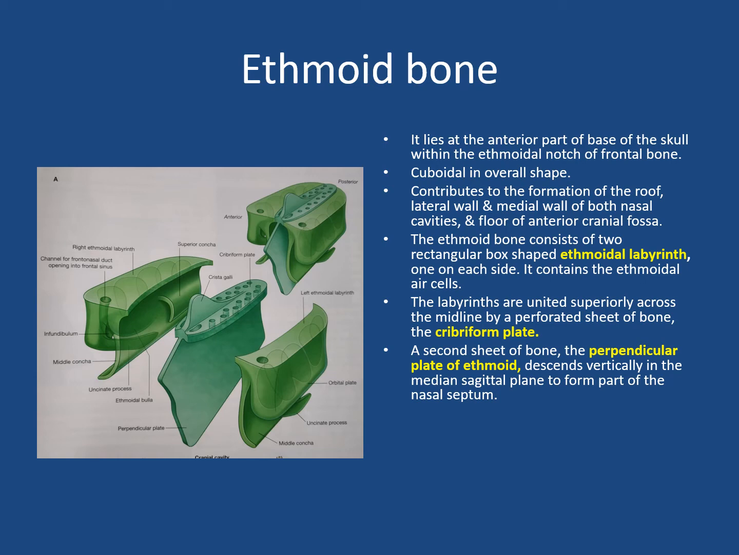So in our last class, we did discuss the formation of the nasal septum, where I said the posterior superior part is formed by the perpendicular plate of ethmoid. So this is the perpendicular plate of ethmoid bone. So these are the different parts of the ethmoid bone, and just remember the ethmoidal air cells will be lying within the labyrinth of the ethmoid.